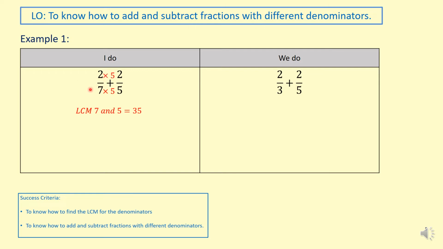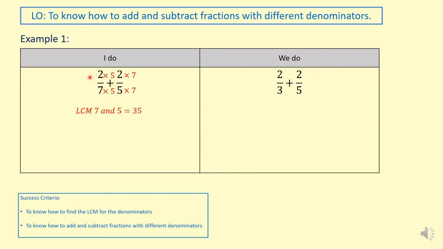Okay, so I've done the first fraction. What about the second fraction? What number do I need to times the second fraction by to get to 35? Times by 7. Whatever you've done to the denominator, you have to do the same to the numerator as well. So you times the top by 7 as well. Now I just need to do that calculation and write it down.